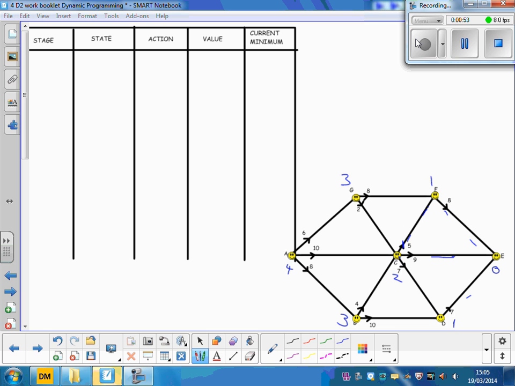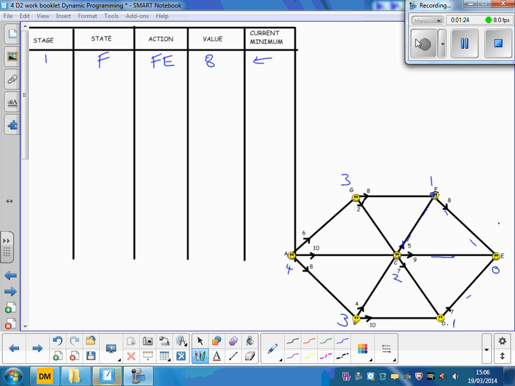Our dynamic programming idea is we start from the right hand side here and we look at each of these things in turn and say what we can do. So at stage 1 we could be at position F. Now what can we do from F? The only thing we can do is go to E. F to E is 8. And that's the only thing we can do. So there's no choices to make here. This is the current minimum. That's the best thing you can do. If you were at F, you'd go 8 to there.